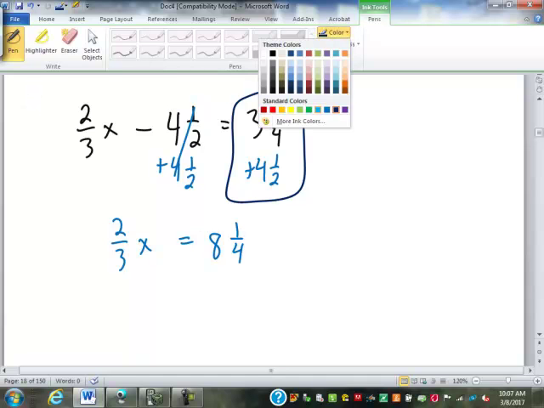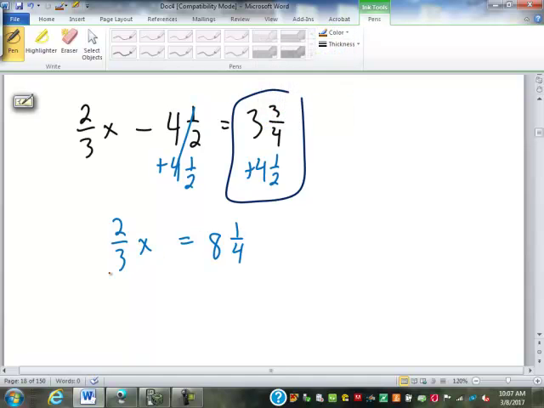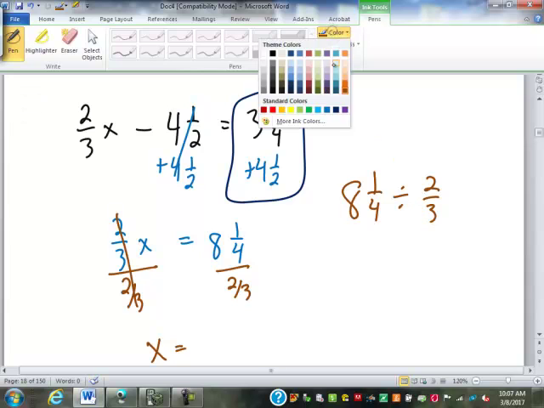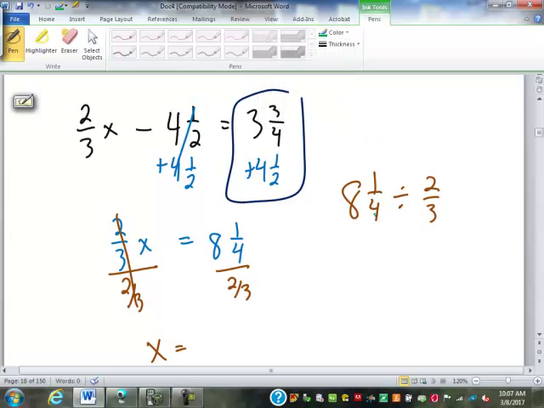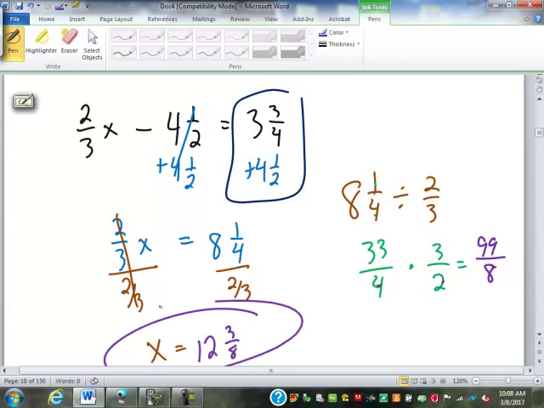Now what do we have to do? Divide by 2/3. So it's 8 1/4 divided by 2/3. 8 1/4 is going to be 8 times 4 is 32 plus 1 is 33 over 4. I'm going to change this to times 3 over 2. Nothing cross cancels. So 33 times 3 is 99. 4 times 2 is 8. Eight goes into 99 12 times with 3 left over.